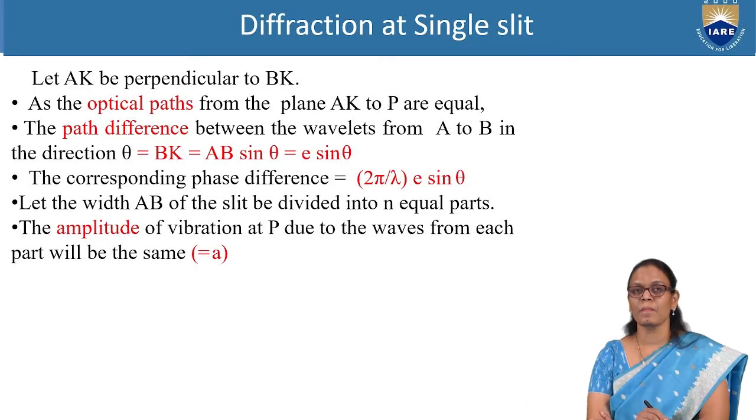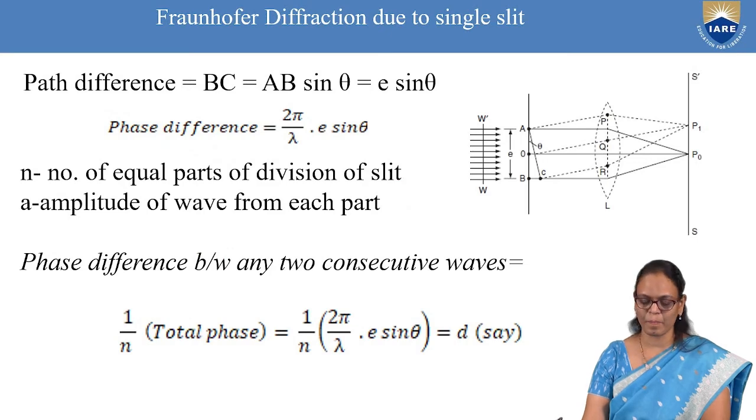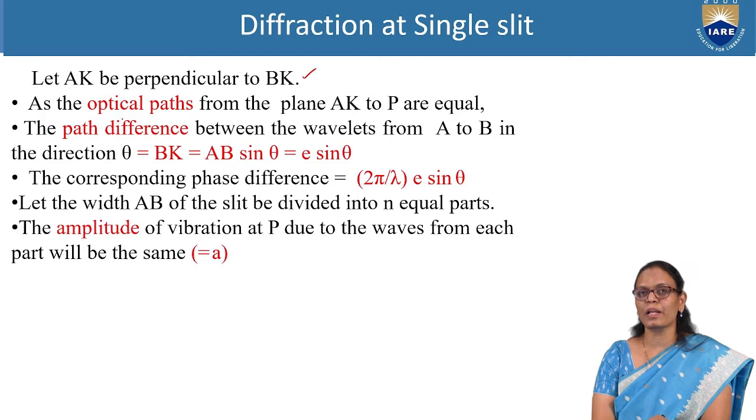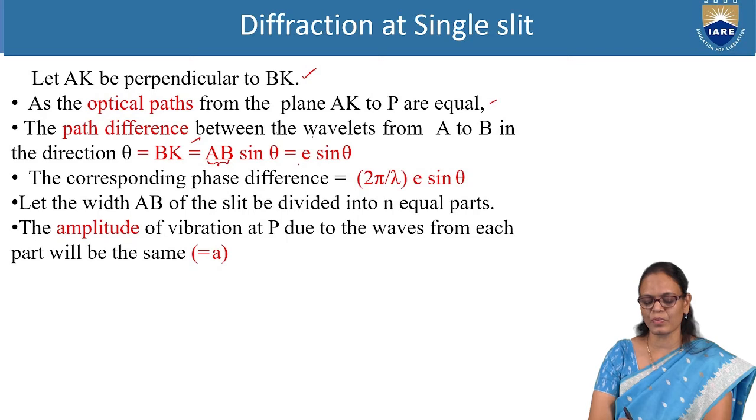Now, let us draw AK perpendicular to BK. As the optical paths from the plane AK to P are equal, the path difference between the wavelets from A to B in the direction theta will be BK, that is equal to AB sin theta. We will understand this with the help of the diagram. AB is the width of the slit, which we denote by small e, so the path difference is e sin theta.